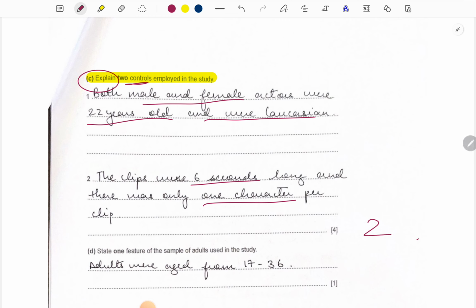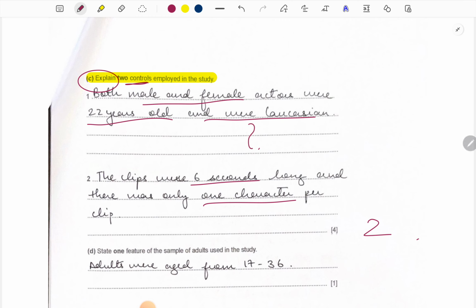So here if I take, okay, both were Caucasian and they were 22-year-olds. Why is that a control? Because otherwise differences in their age or their ethnicity would have made it easy for participants to memorize either one of them, either the male or female. For example, if the participant was white in ethnicity and the male or female in the video was also white, so maybe because of similarity they would be able to remember them better. You need to justify in this way. Where is the reasoning for this?